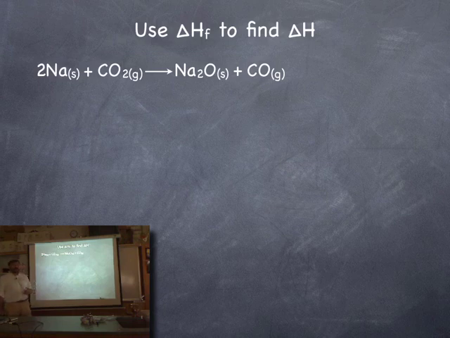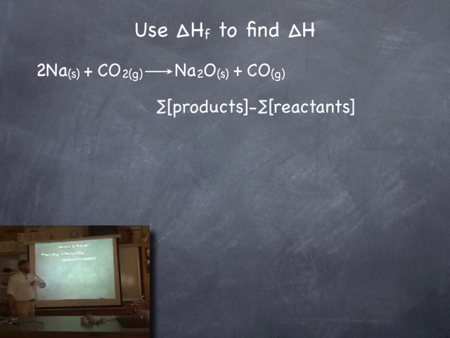So now, instead of trying to figure out how I flip around all the equations, because all the equations start from elements, I don't have to worry about them. They'll automatically cancel out. All I need to do is look up these formation values and take the sum of the values of the delta H's for the products, minus the sum of the values for the reactants. Products minus reactants. Delta H for the whole thing is going to be equal to the delta HF values of the products minus the reactants.